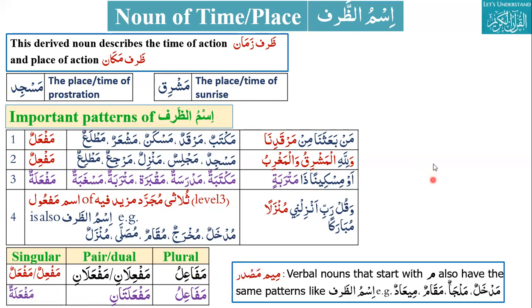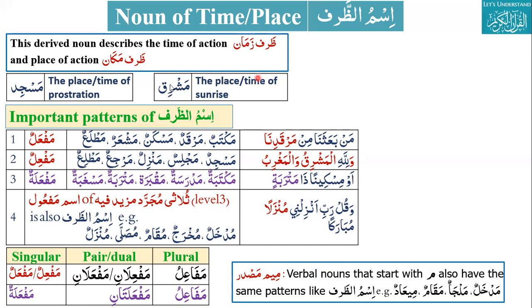Another point in ismu zarf is that sometimes meem masdar, verbal nouns that start with meem, also have the same pattern, like ismu zarf, like madkhalun, makamun, mi'adun. So we should also remember that the meem masdar verbal nouns that start with meem can also take the patterns of ismu zarf. Okay, any questions about ismu zarf before we go to examples?